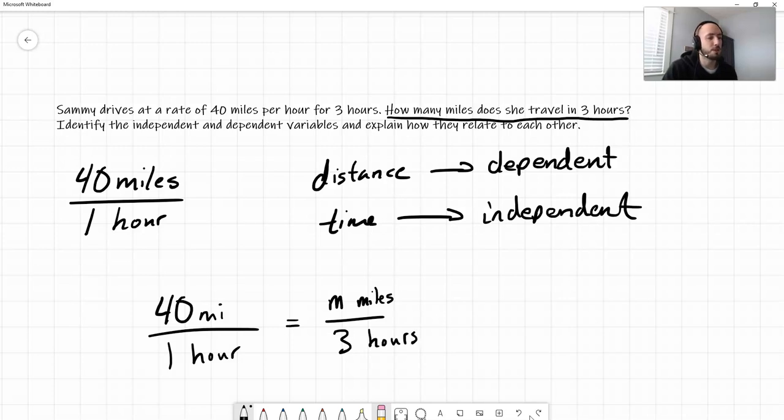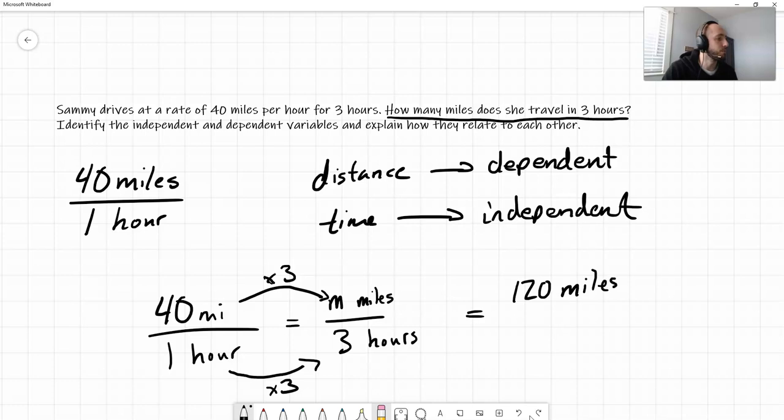Well, to do that, we can use our scale factor method by saying that, okay, I know that to go from 1 hour to 3 hours, I multiplied by 3. And I have to do the same thing to the top and bottom to keep these fractions equal, so I multiply by 3. 40 times 3 gives me 120 miles. 120 miles in 3 hours.